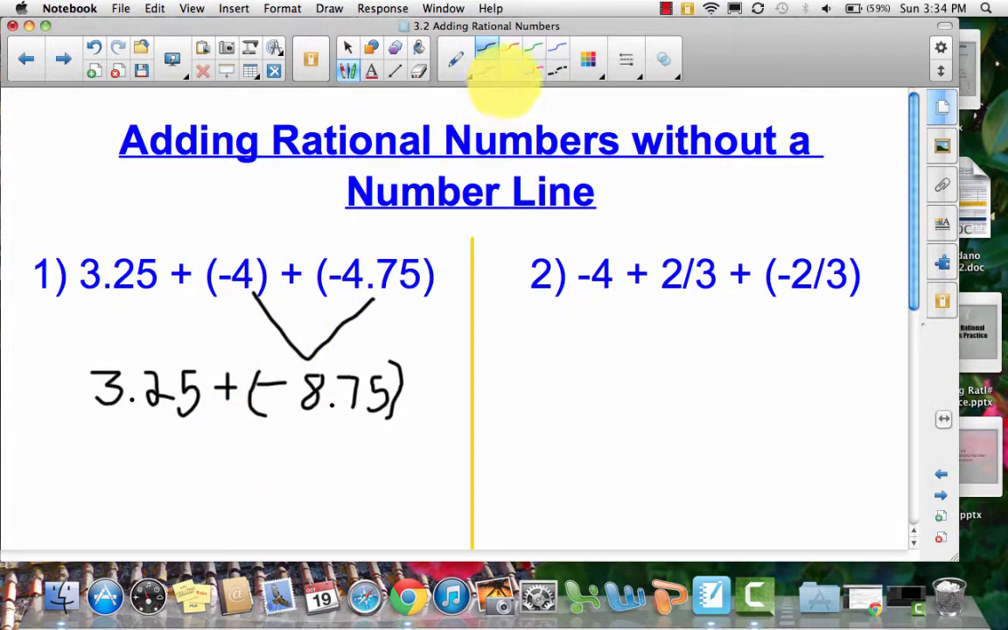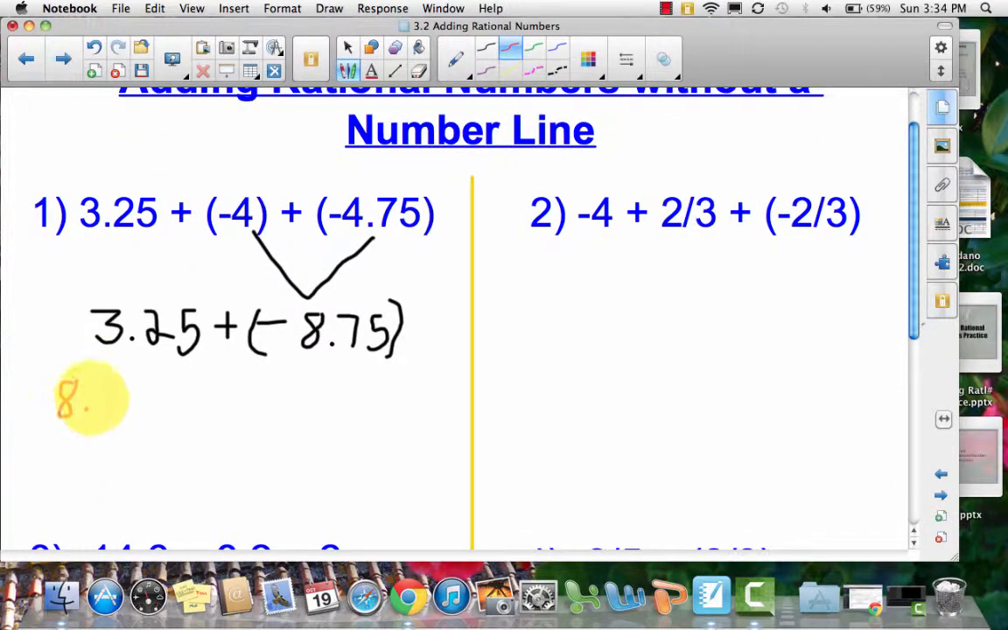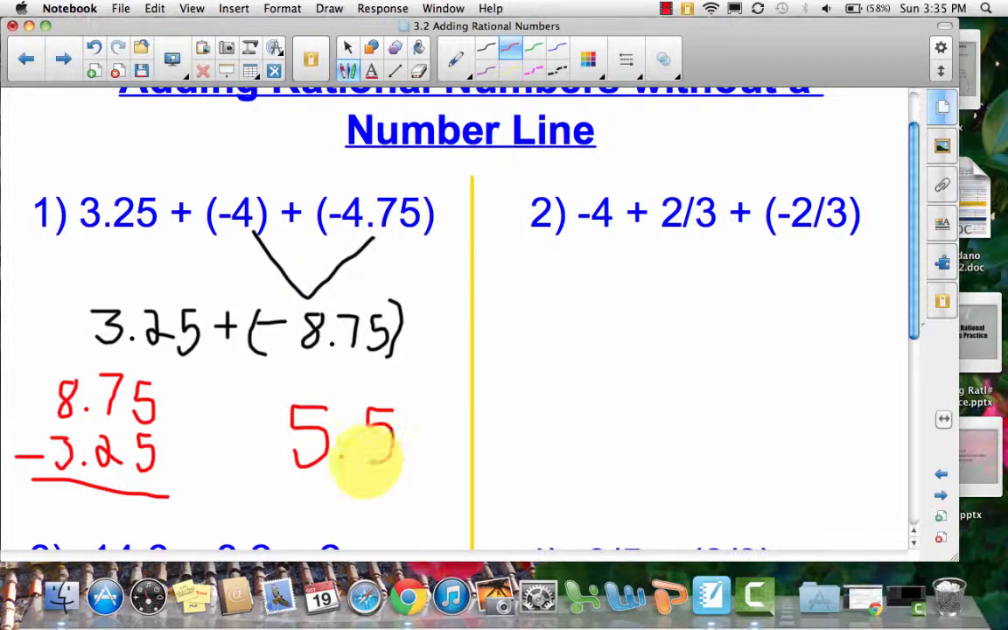So if I wanted to find the difference between 8.75 and 3.25, keep in mind when I do my subtraction, the number with the higher absolute value goes on the top, and the number with the smaller absolute value goes on the bottom so that I can do my subtraction. So 8.75 minus 3.25, and that's going to leave me with 5.5 or 5.50. So I find out I have 5.5, and now I just have to think about what my sign is going to be. Looking back at this problem here, negative 8.75 has the larger absolute value, and the sign of that number is negative, so my solution will be negative.